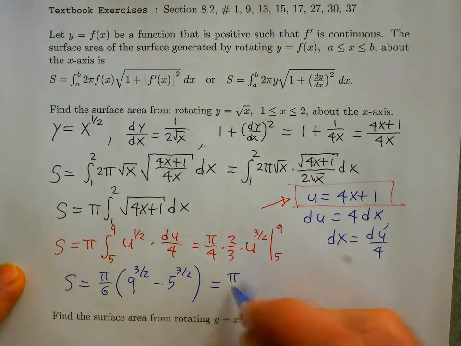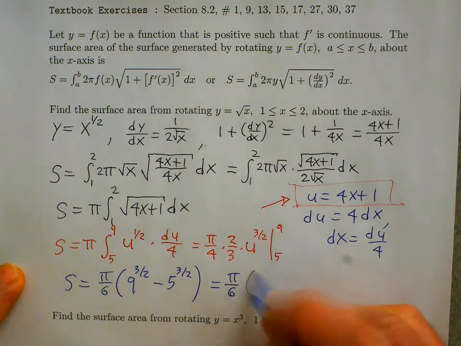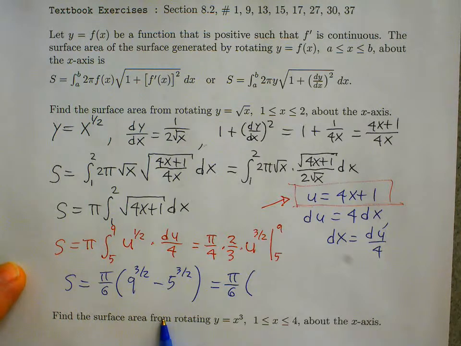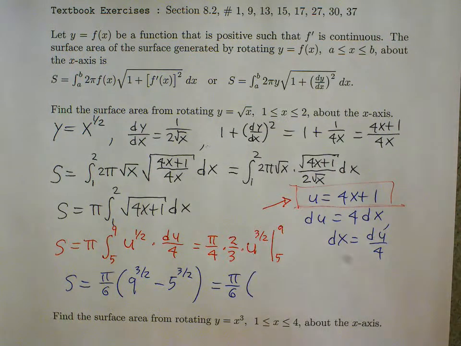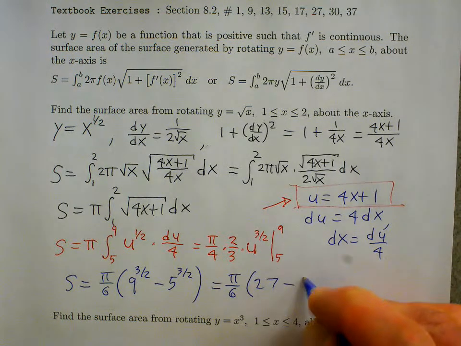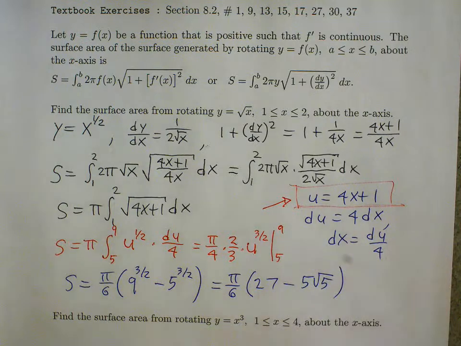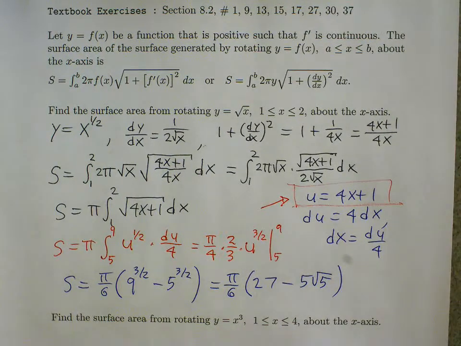You could write 9 to the 3/2. So that's just 27, right? The square root of 9 is 3, and 3 to the 3rd is 27. And then minus 5 to the 3/2, that is 5 times the square root of 5. Okay, so that's the surface area in square units, whatever the units happen to be in.